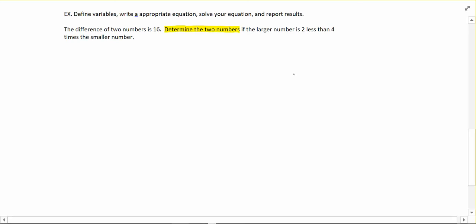Now, this one is harder because clearly there are two things that I don't know. However, if I think about it a minute, the larger number is 2 less than 4 times the smaller number. So clearly, if I know the smaller one, let me write this thought down. If I know the smaller number, I can find the larger.